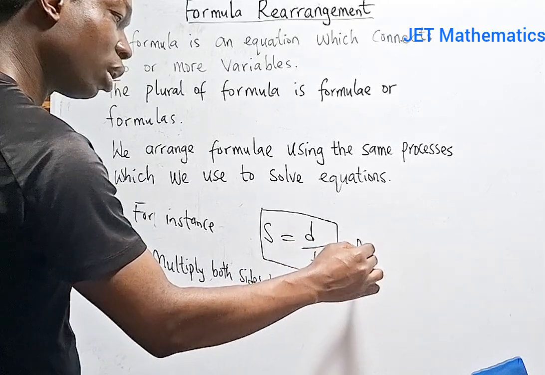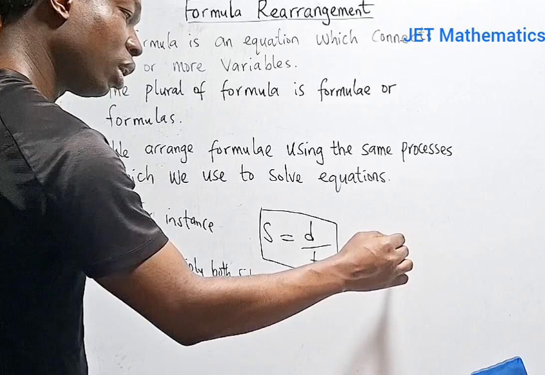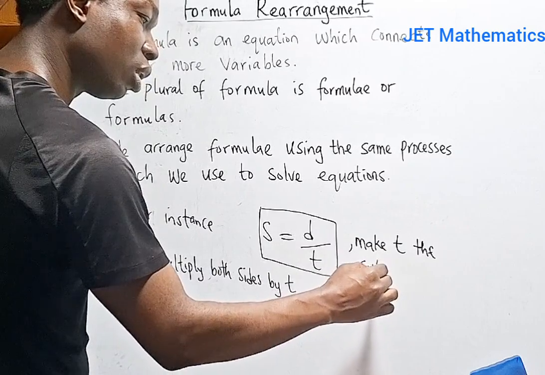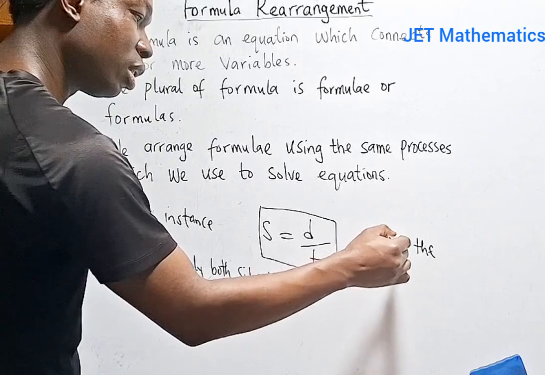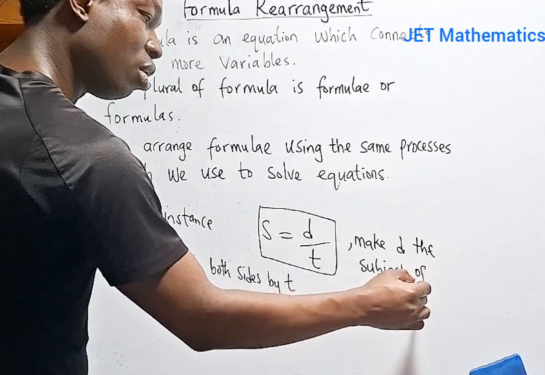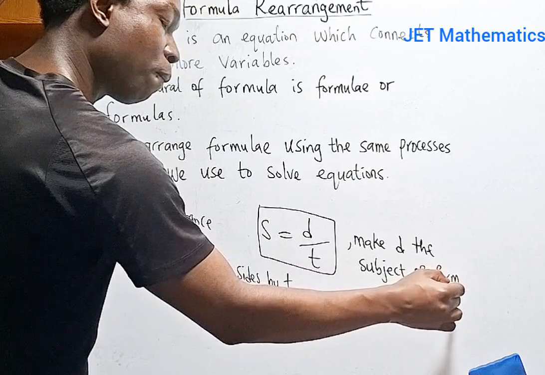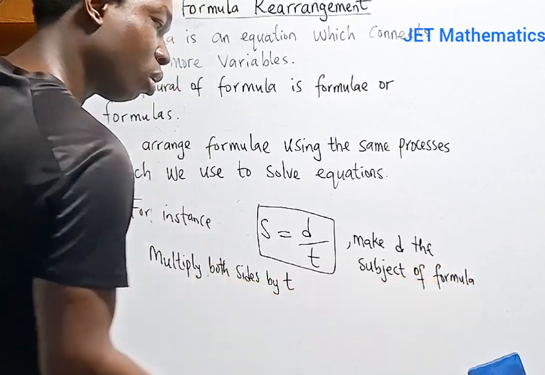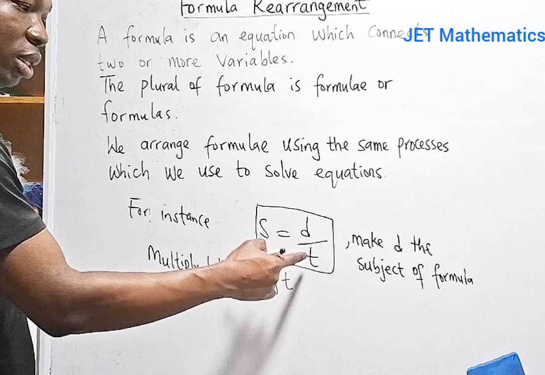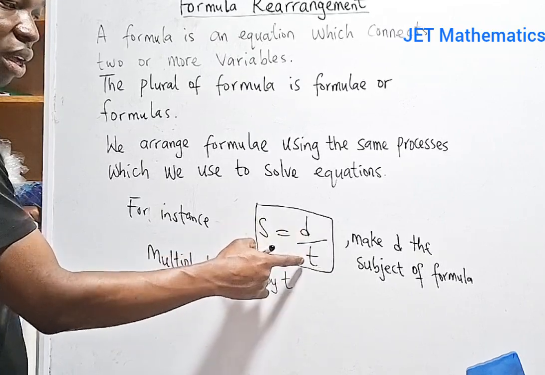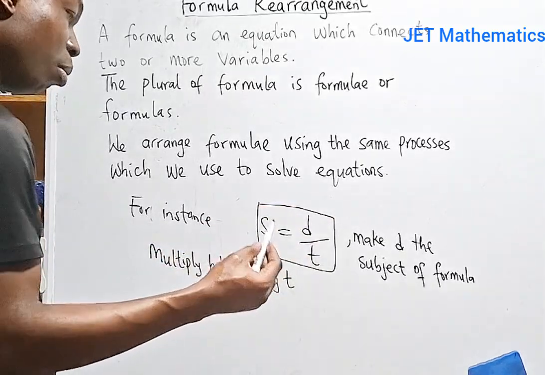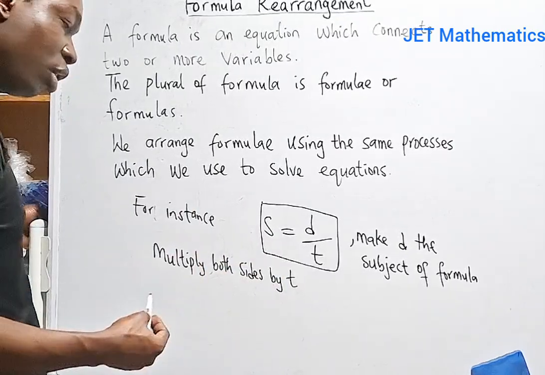We want to make D the subject of the formula. So now we multiply both sides by T, because D is divided by T here. To eliminate T, since it's division, we multiply both sides by T. Remember the inverse principle as we discussed while solving equations.